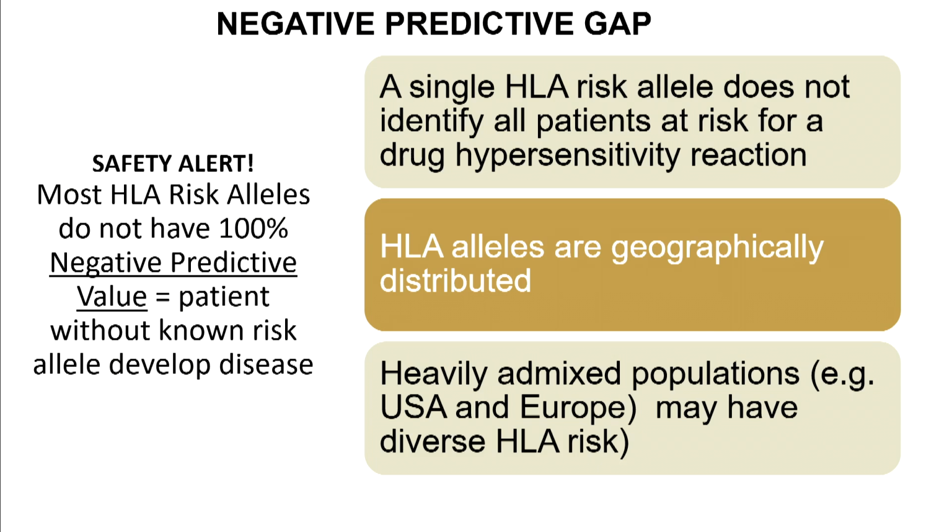So this is a safety alert. As I've said, a single HLA risk allele does not identify all patients at risk. For most of these, HLA alleles have been evolutionarily determined to be geographically distributed under the pressure of pathogens and migration that occurred out of Africa millions of years ago or hundreds of thousands of years ago. There's heavily admixed populations in the USA and Europe, and these patients have diverse risk.